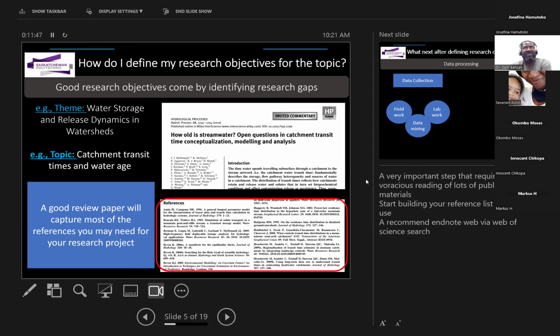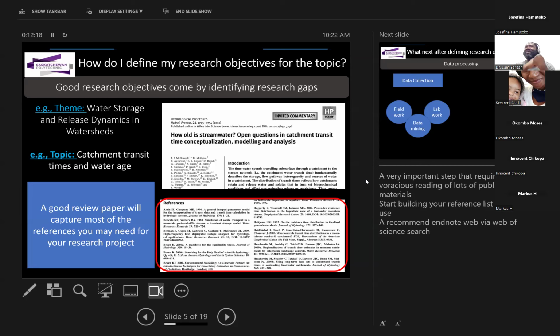So from that review paper, you go to the reference list, and that reference list is going to capture most of the key references that you need for your project work. And I'll also suggest that at this point, as you read all of these materials, start building your reference list from there. I'll suggest EndNote Web from the Web of Science, right? You are building your bibliography.